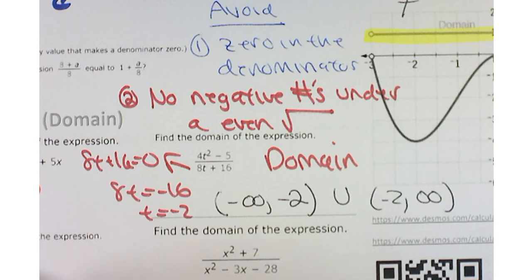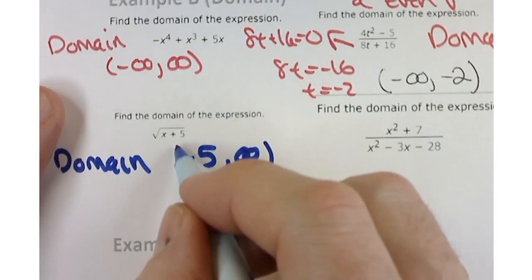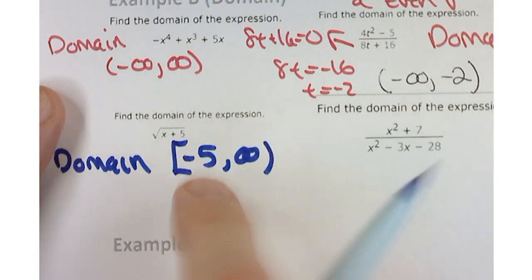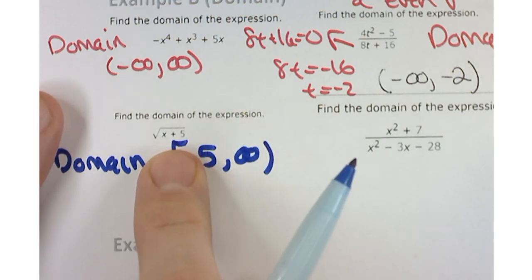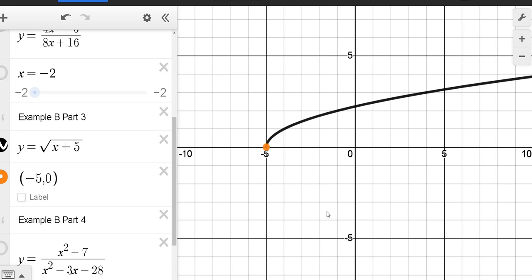Domain: -5 to infinity. Should I use a parenthesis or bracket for -5? Bracket. I can take the square root of 0, that's just 0, so we're okay there. But how about the range? Where does that function eventually drift to? What do you think the range is on that one? 0 to infinity.